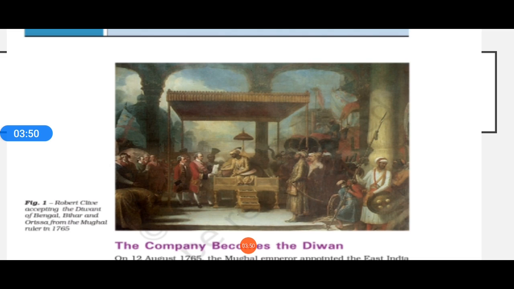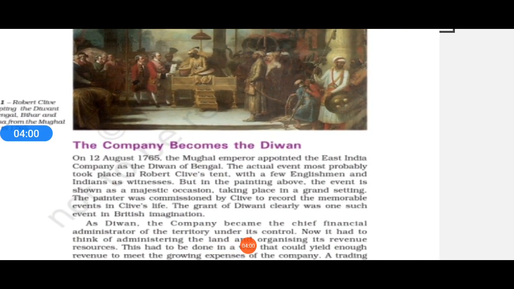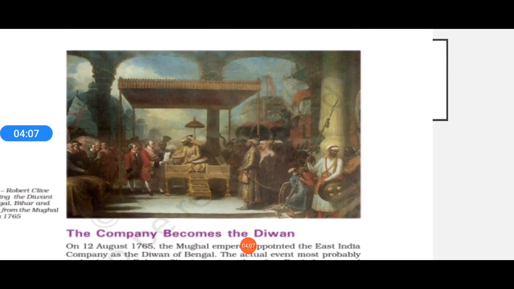So now the Britishers are going to rule over the farmers in the countryside, because they have become the Diwan of Bengal. What do you understand by Diwani rights? The Britishers occupied Diwani after the wars had happened, and these wars were led due to Robert Clive.